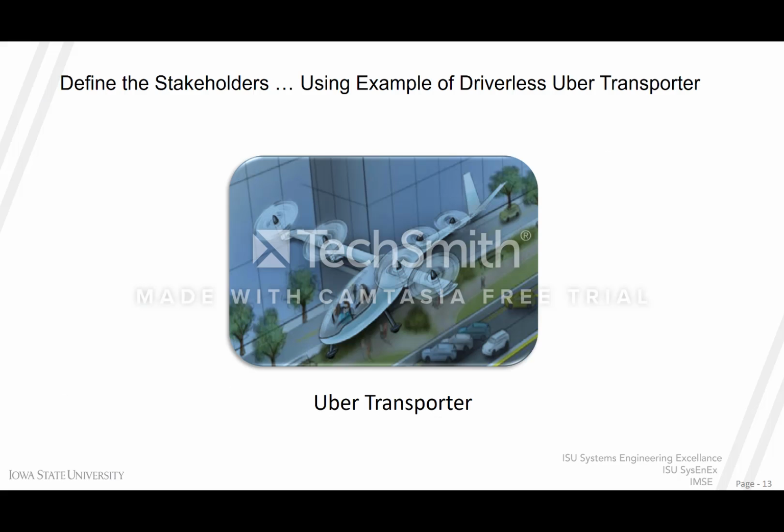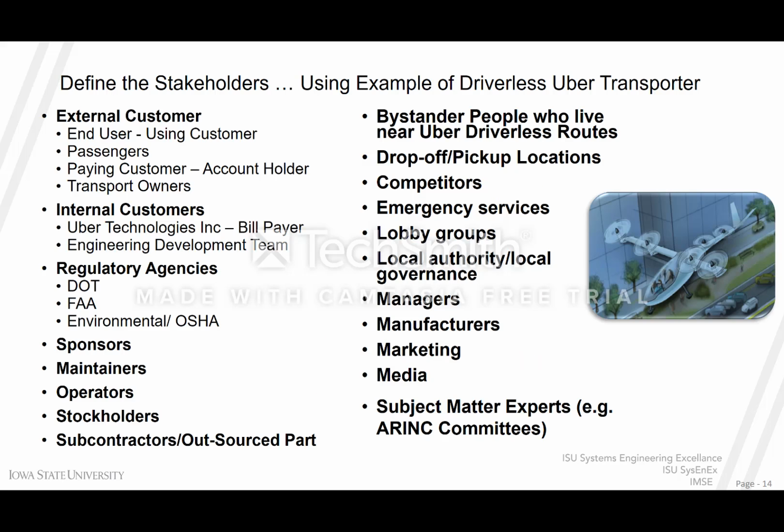So take the example of the Uberless driver. First, you have to define who is the stakeholder within the Uberless driver. In theory, you think, well, there is no stakeholder. It's a car. There is no driver. So since there's no driver, there's no stakeholder. In actuality, that's very short-sighted because there are numerous stakeholders.